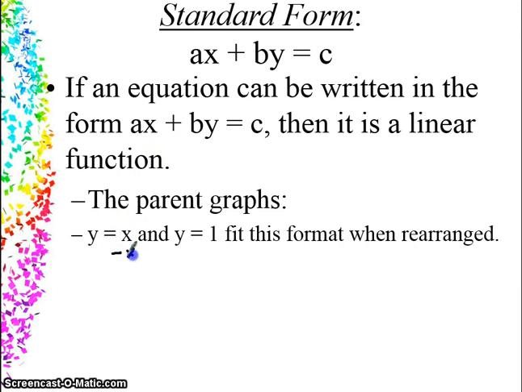You could also write them in this form. If you took away x from each side, you would have negative x plus y equals 0, and you can see that the x and y terms are on the same side equal to a constant. Here, it's a little bit different, but you could think about this as no x, 0x, plus 1y equals 1, and you can again see that the x and y terms are on the same side of the equation.